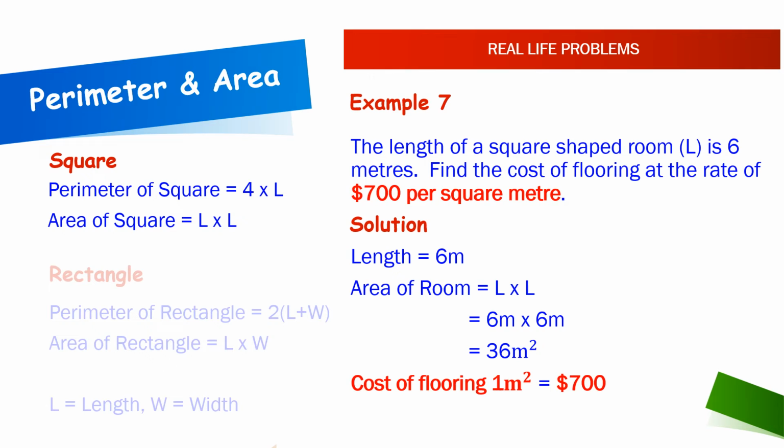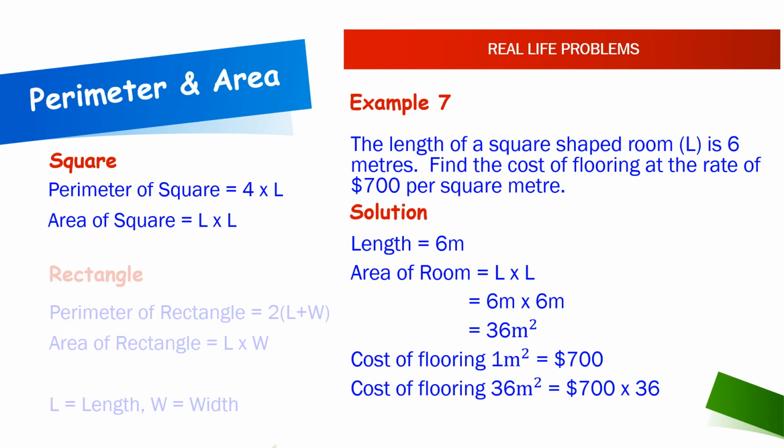Now the cost of flooring for 1 meter squared is equal to $700. So if we're required to cover 36 meters squared, since the area of the room is 36 meters squared, we have that the cost of the flooring equals $700 multiplied by 36, which is equal to $25,200.